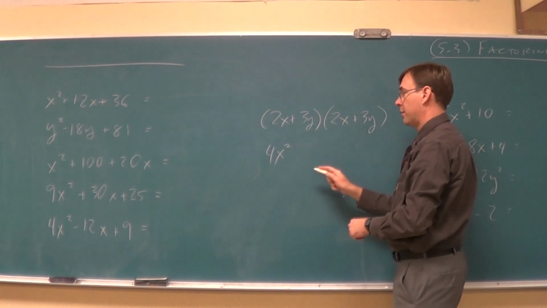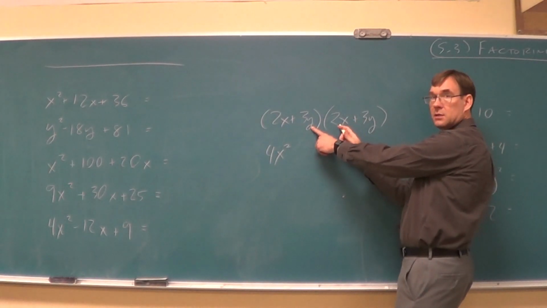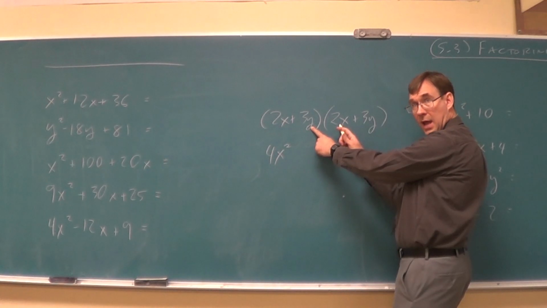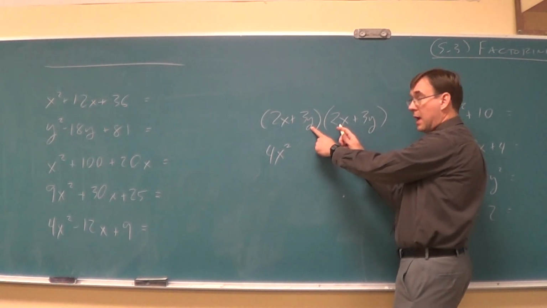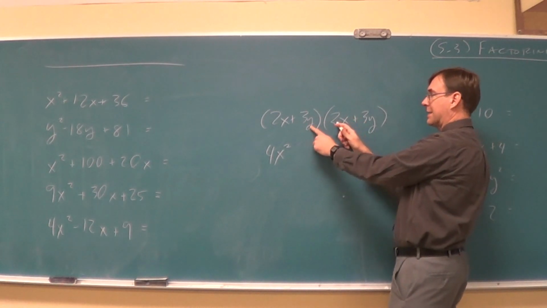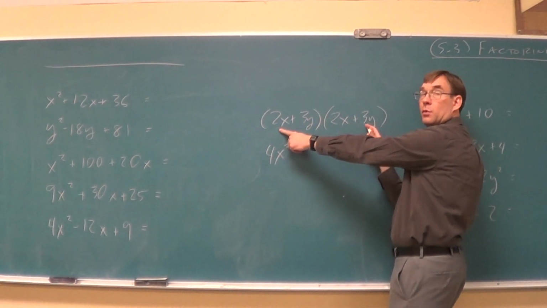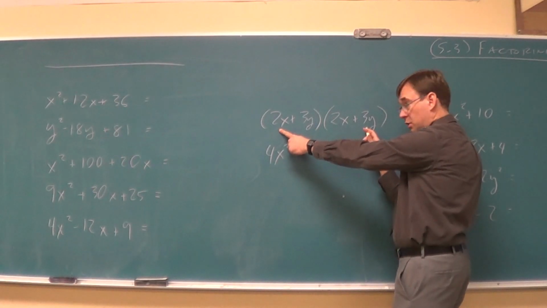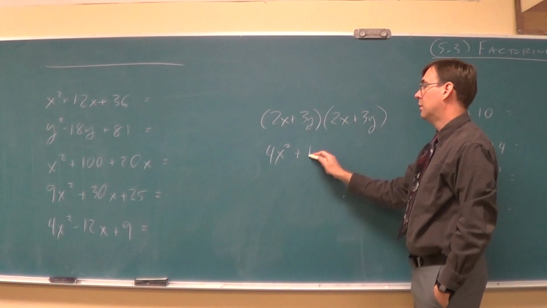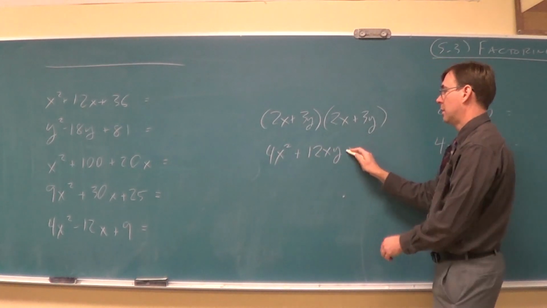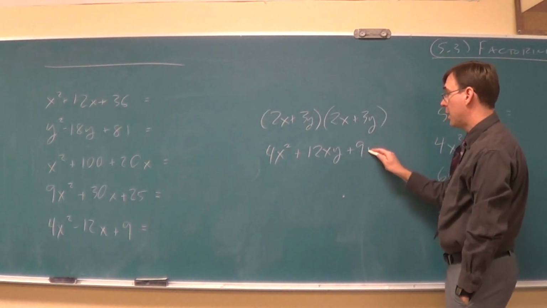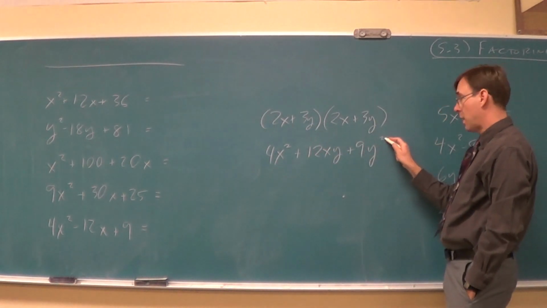X squared, x squared. If we multiply these, that's 6xy, since there's one of each letter. How about this one? That's going to be 6xy also. So put 6xy and 6xy together, that is 12xy. And then do this last, final pair. That's 9y squared, because y times y.